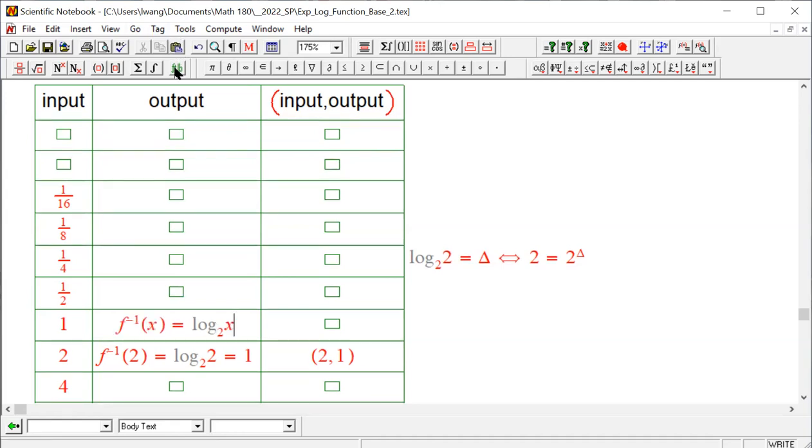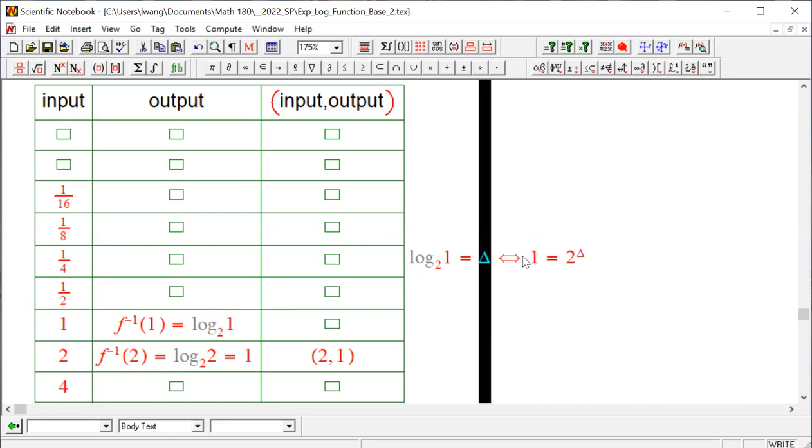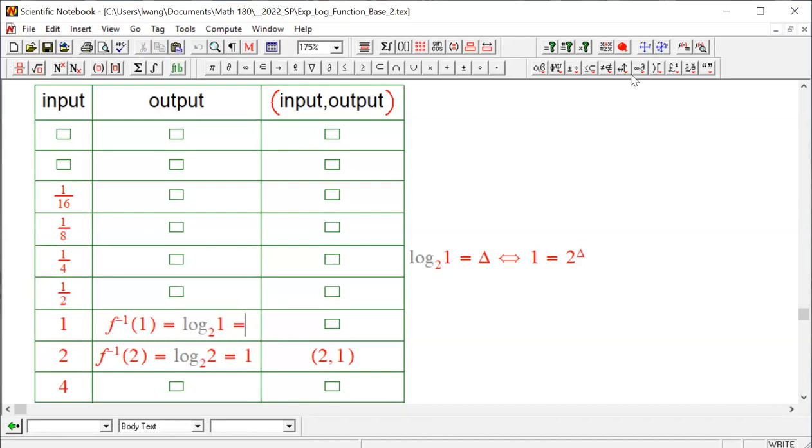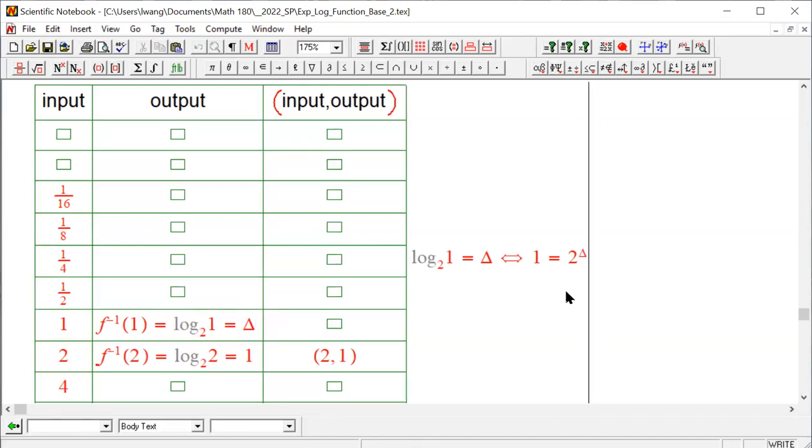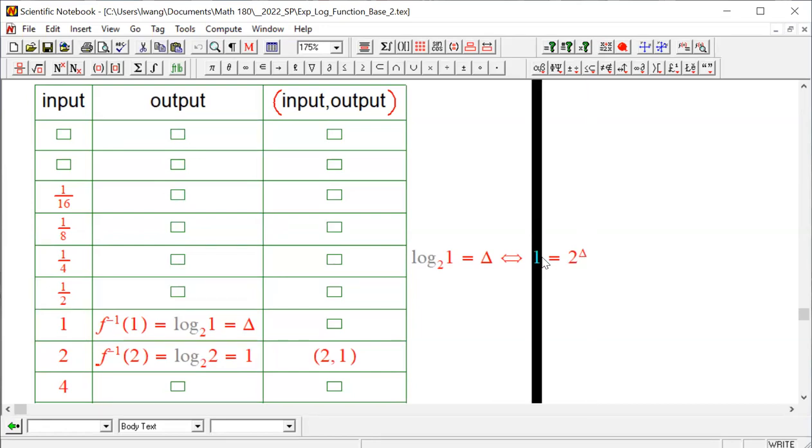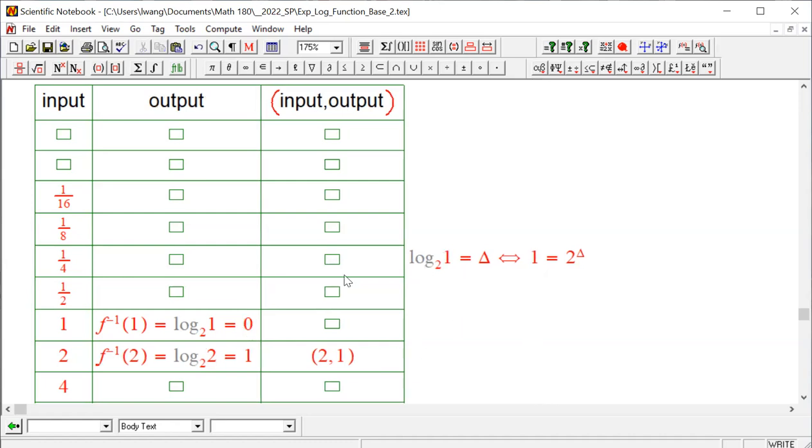For 1, if the input is 1, what number in the place of the triangle is what we want? This is the number we want, that's the output. So what number to the power 2 is going to equal 1? 0. That's right.